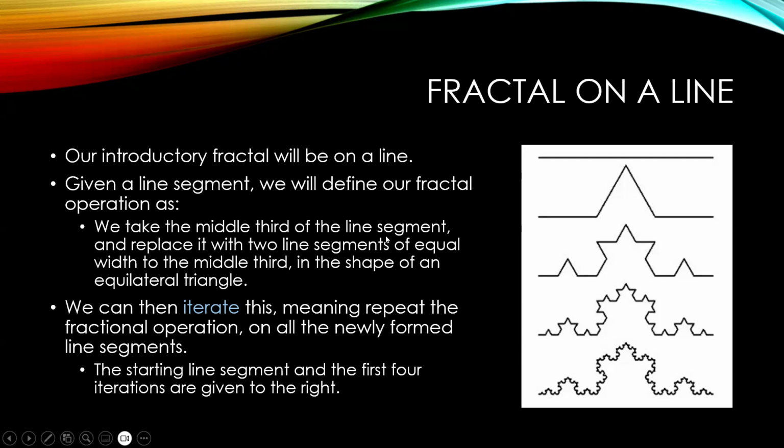And so we take the middle third of the line segment, replace it with two line segments of equal width to the middle third in the shape of an equilateral triangle. We then iterate this, meaning that we're going to repeatedly apply this operation to every line segment we see. So here's a line segment, we apply that. Here's a line segment, we apply that. And we do it to every single line segment. And then we do it again. And then we do it again. And we can iterate this infinitely.